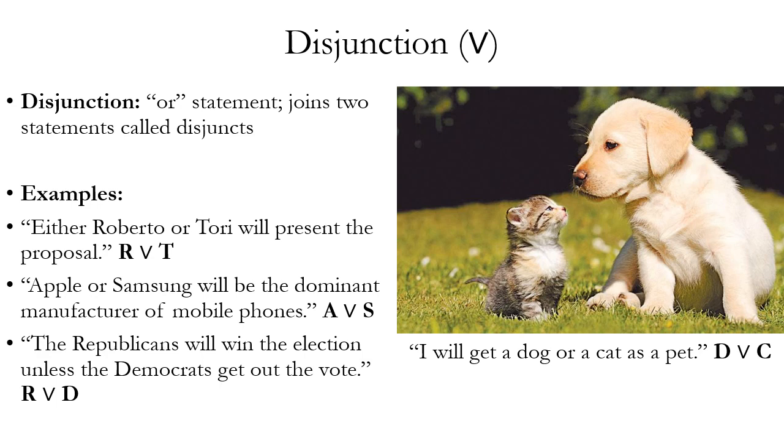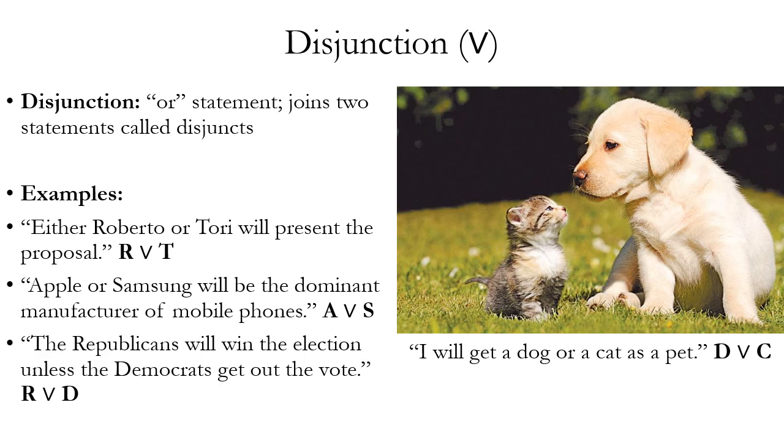But when you hear the unabbreviated form, you can see it's kind of lengthy and repetitive, so that's why it's more efficient in English to drop the predicate from the first disjunction. But logically speaking, we need to remember that the capital A stands for the entire statement, Apple will be the dominant manufacturer of mobile phones.